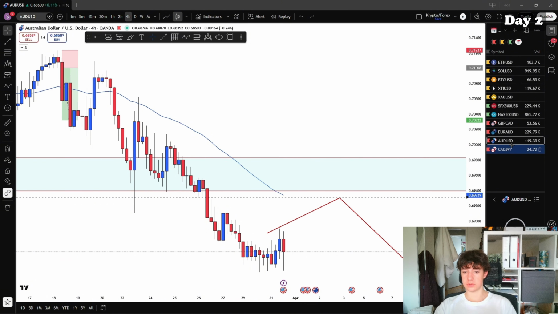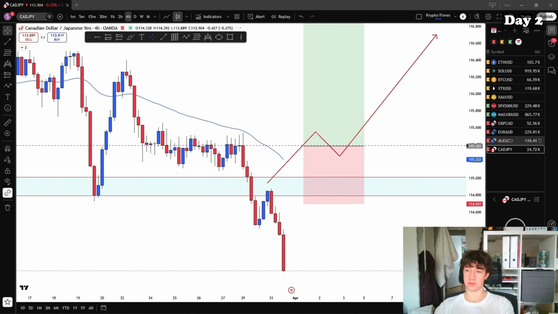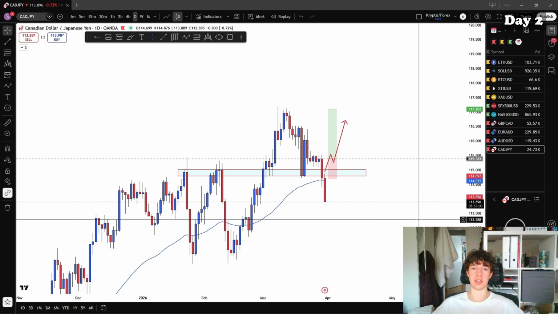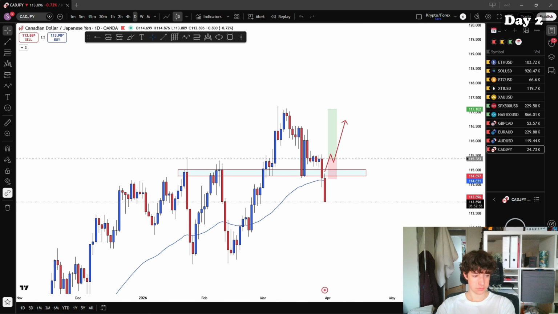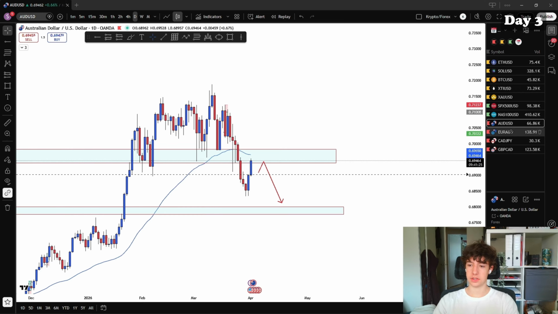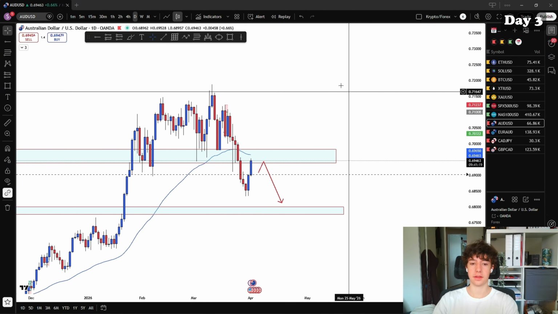So most of the pairs are gone. These are the last pairs that could still have the potential for this week. Quick update to where we are right now in the market. So we are left with these 4 pairs: AUD USD, Euro AUD, CAD JPY and GBP CAD.